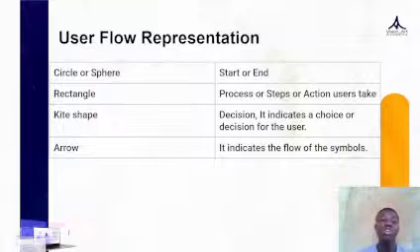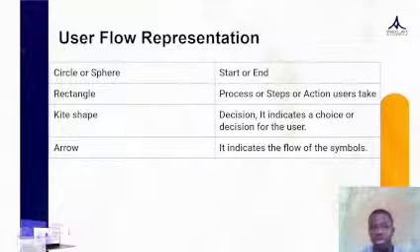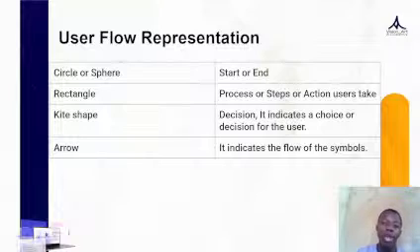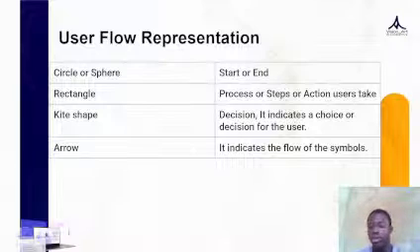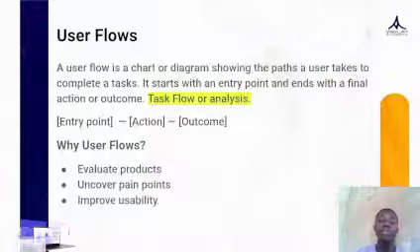So that's how a user flow looks. You need to take note of everything here whenever you are working on a user flow representation. From your research you already have your information, then you just want to put it in a task flow representation. So you use the circle or sphere to indicate the start or end, the rectangle to indicate the process or steps or action the user takes, the kite shape to indicate the choice or decision the user wants to take, and the arrow to indicate the flow of the symbols. So that's what a user flow looks like.